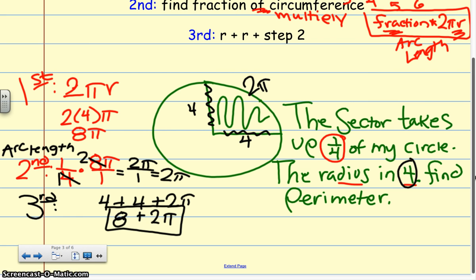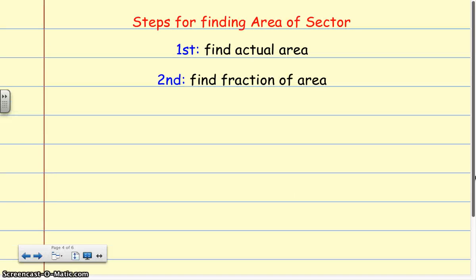We're going to work with area next, finding area of sectors if we're not given the central angle. So the steps for finding the area, the first thing you do is find the actual area. The actual area of a circle is pi r squared. And then we're going to find the fraction of the area. So that's when we're going to go the fraction of the circle the sector takes up times our pi r squared that we got.